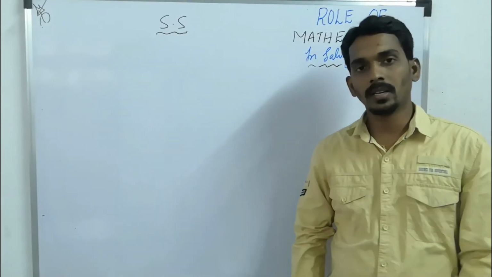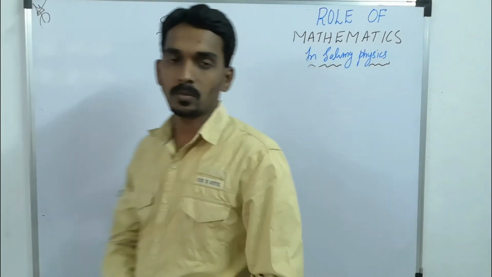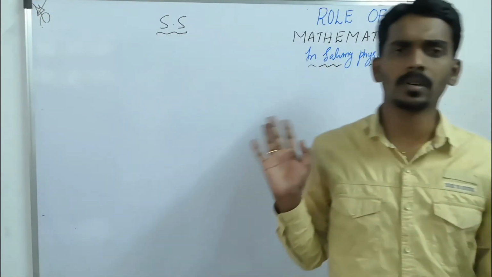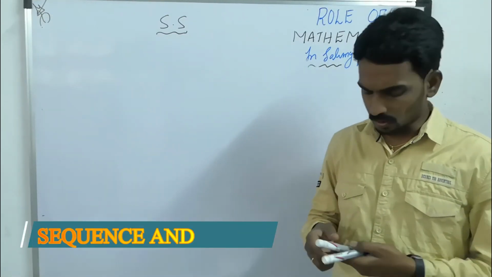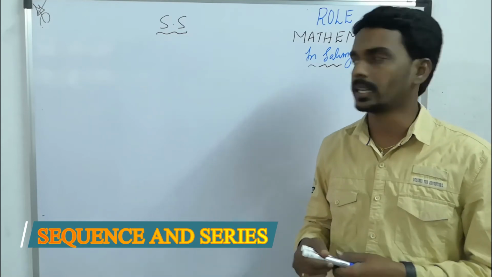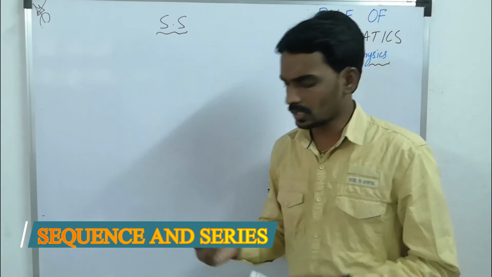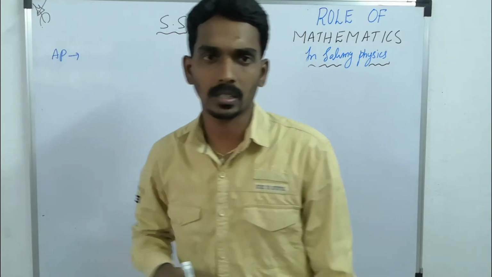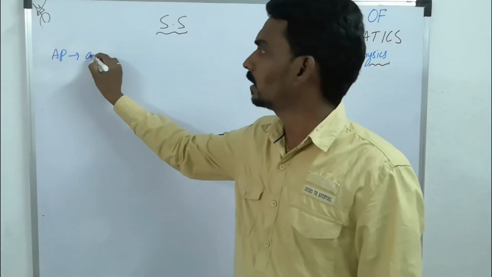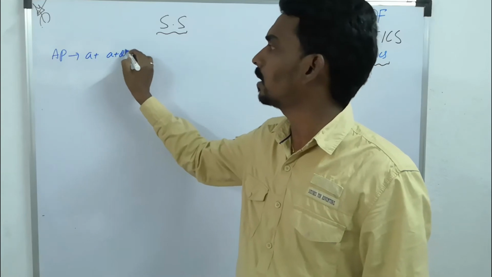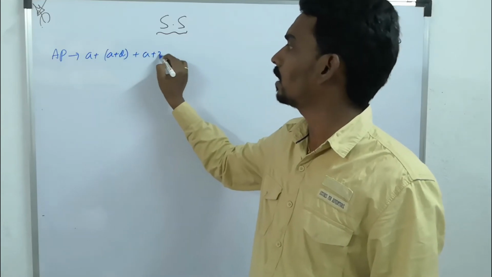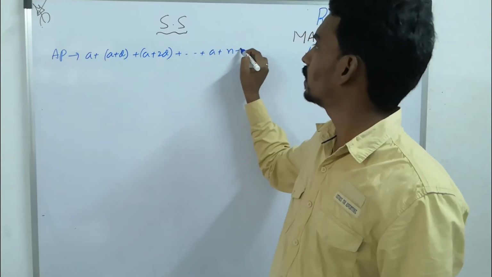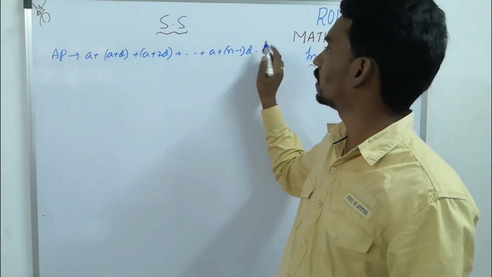So, hello everyone. Our fifth most important topic is sequence and series. Just remember the formulas. What are all the formulas we require? Let us see. The very first thing is arithmetic progression: a plus d plus a plus 2d, and so on, up to a plus (n minus 1)d.